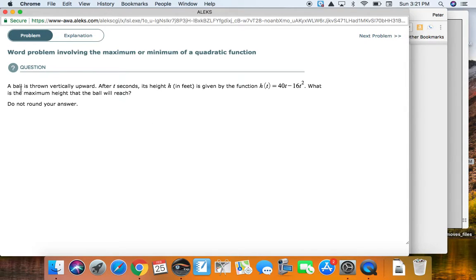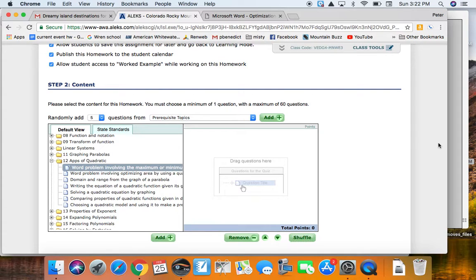Let's take a look at what's going on here. A ball is thrown vertically upward. After t seconds, its height in feet is given by the function 40t minus 16t squared. What is the maximum height the ball will reach? Once again, this is a maximum problem, and so we're going to be finding the vertex.